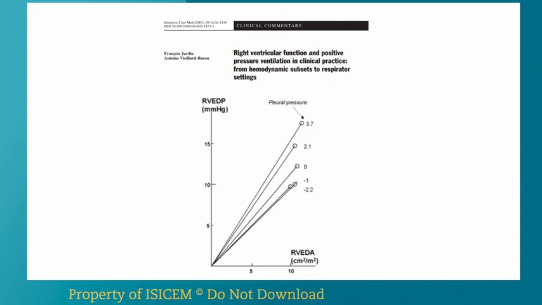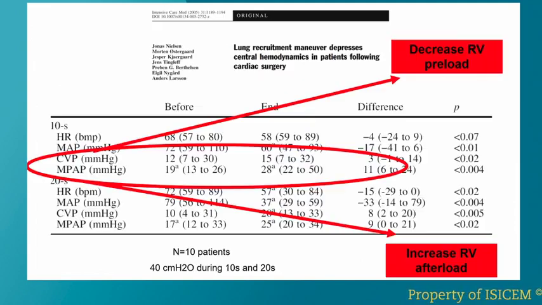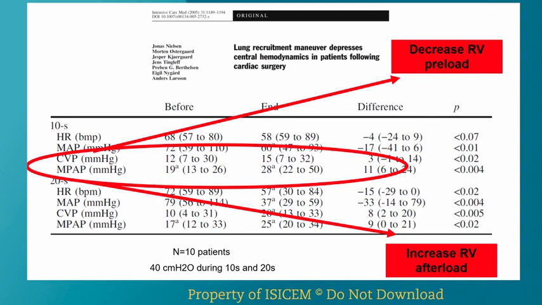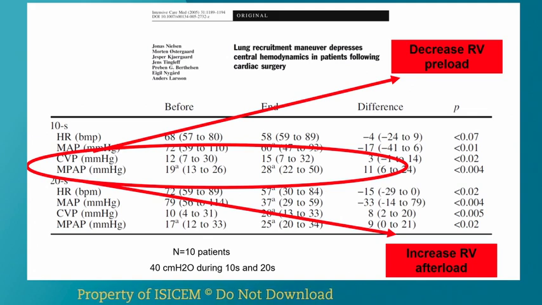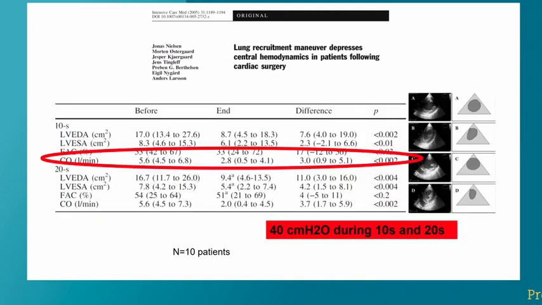And for a long time, the team of François Jardin and Antoine Villard-Baron demonstrated that if you increase the pleural pressure, of course by increasing the pressure in the lung, you will induce right cardiac dysfunction by increasing the end diastolic pressure in the right ventricle. And I like this study because it demonstrates that during a recruitment maneuver, you increase the CVP, as was demonstrated in animals, and increase the mean pulmonary arterial pressure. The consequence is that you decrease the right ventricular preload, you increase the right ventricular afterload, and the effect on the cardiac output is to drop very much the cardiac output, as you can see on this slide.